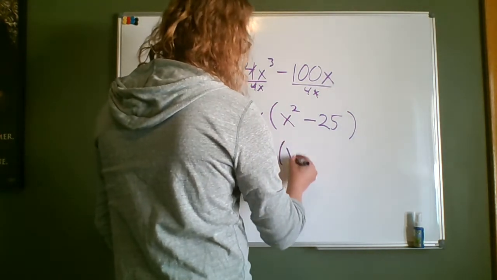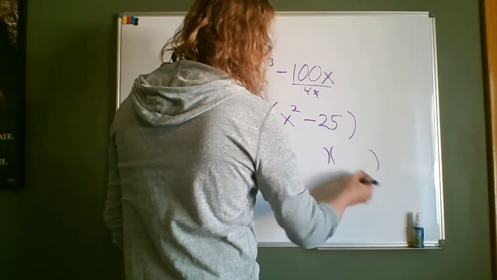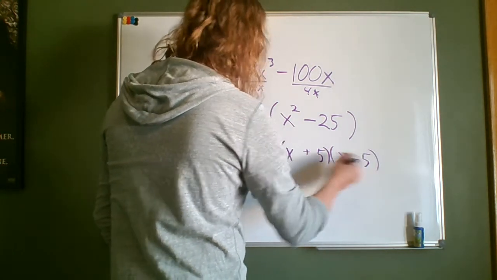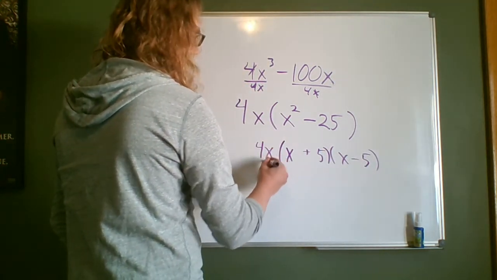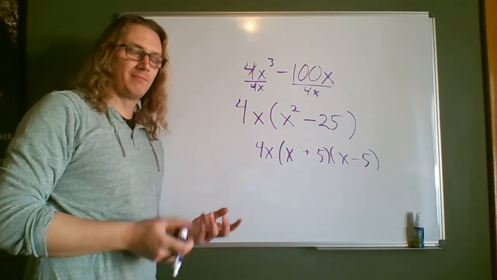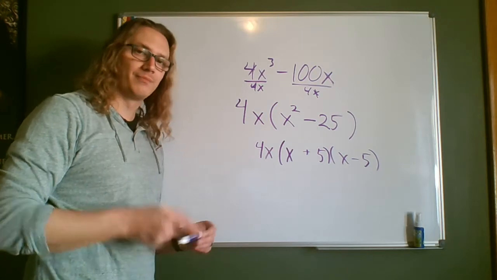Square root of x squared is x. Square root of 25 is 5. Plus minus, don't forget the 4x up front. Okay? Take something you don't know how to do, make it look like something you do. Practice problem coming.